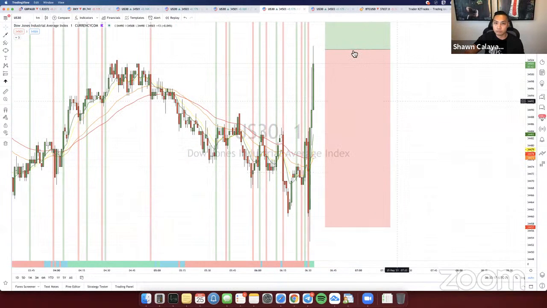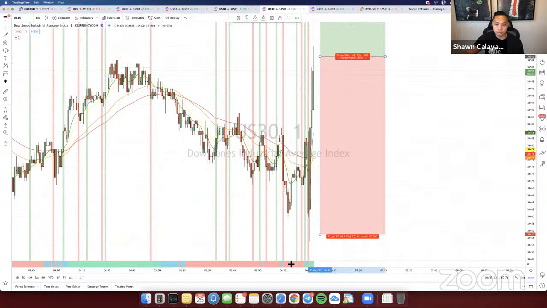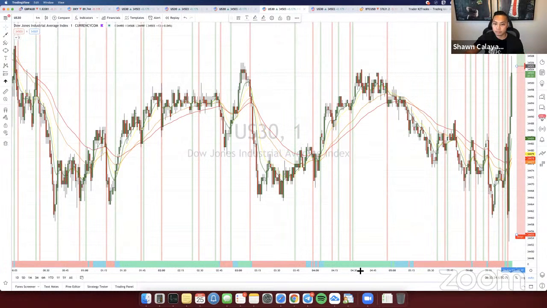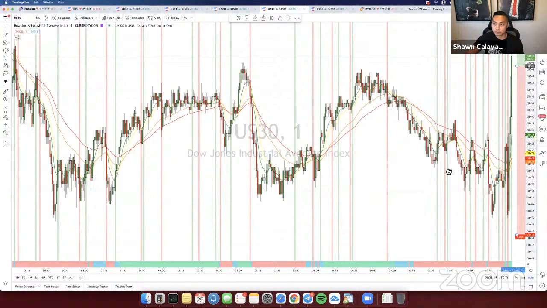What I'm looking for right here is I'm waiting for this to close with the buy signal. If it closes with the buy signal, then we can have a possible entry here. But we'll have to wait and see where it goes from this point.